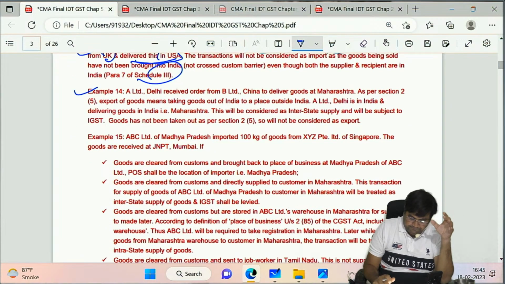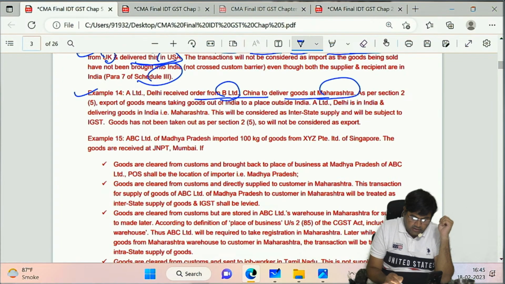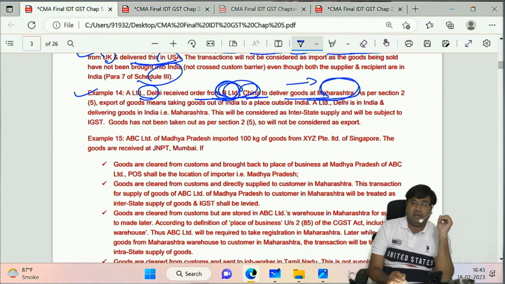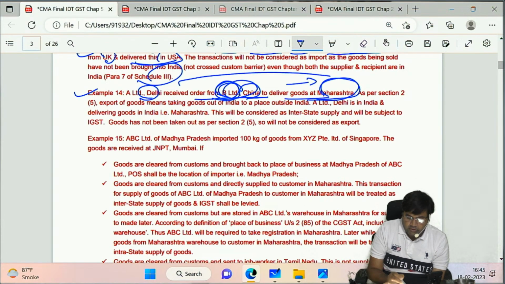Example 14. A Limited Delhi received an order from B Limited China to deliver goods to Maharashtra. So it is not going to be export, because goods are not going to be physically moving out of India, even though the instruction has been received from B Limited China. B Limited China is the recipient, but goods are not physically moving outside India; they move from Delhi to Maharashtra.